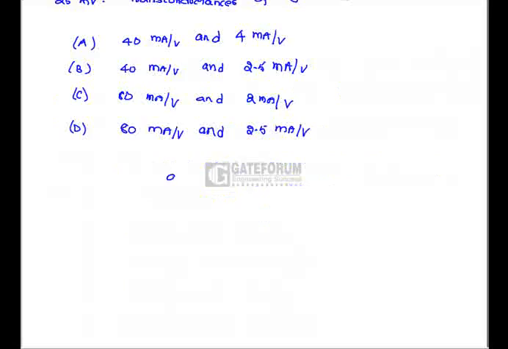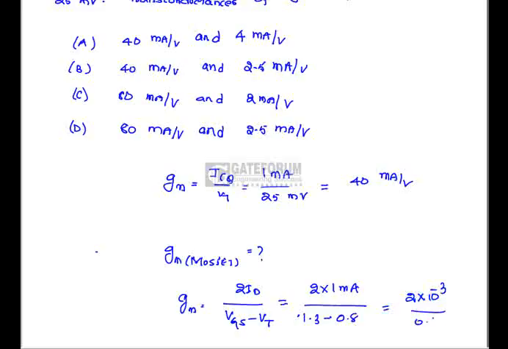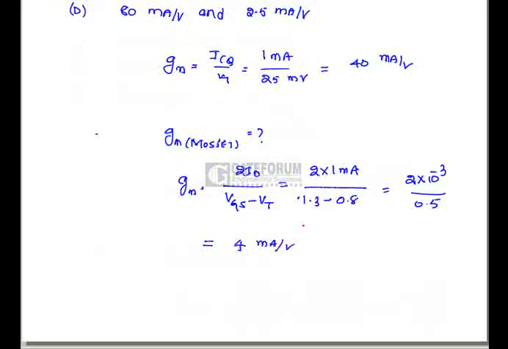See here, we know that the transconductance of the BJT is completely decided by the Q point collector current, that is ICQ by VT, which is equal to 1 milliamp divided by 25 millivolt, which is equal to 40 milliamp per volt. Similarly, the transconductance of the MOSFET, that is gm, we know gm equals 2ID by (VGS minus VT), that is 2 into 1 milliamp divided by (1.3 minus 0.8), which is 2 into 10 power minus 3 divided by 0.5, which is equal to 4 milliamp per volt. The option A is correct.